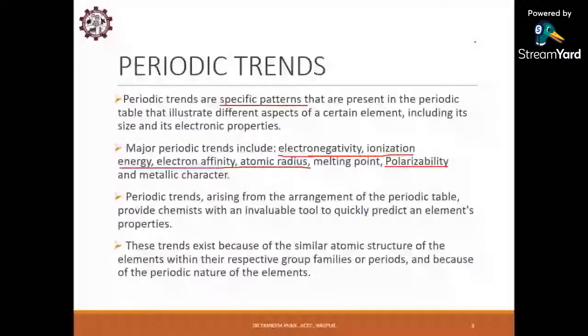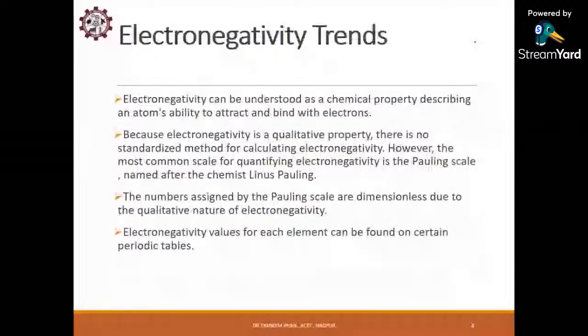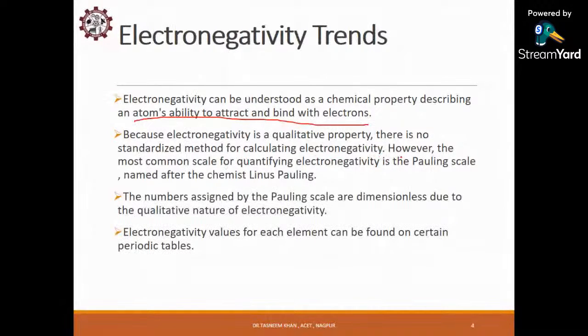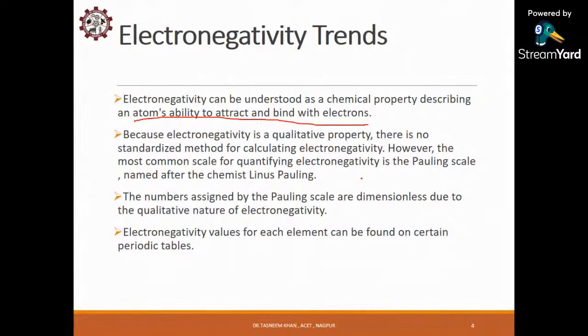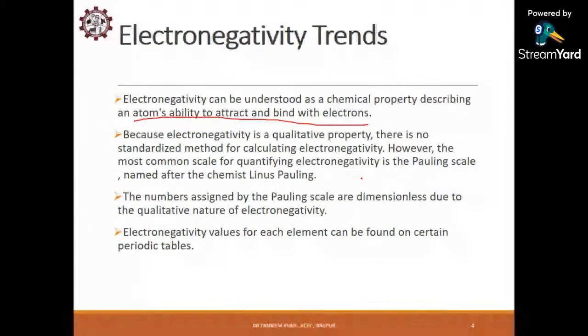So what is electronegativity? It's a chemical property which describes an atom's ability to attract and bind with electrons. Since it's a qualitative property, there is no standardized method for calculating electronegativity. However, the common scale which is used to explain electronegativity is the Pauling scale, which has been named after the scientist Linus Pauling.